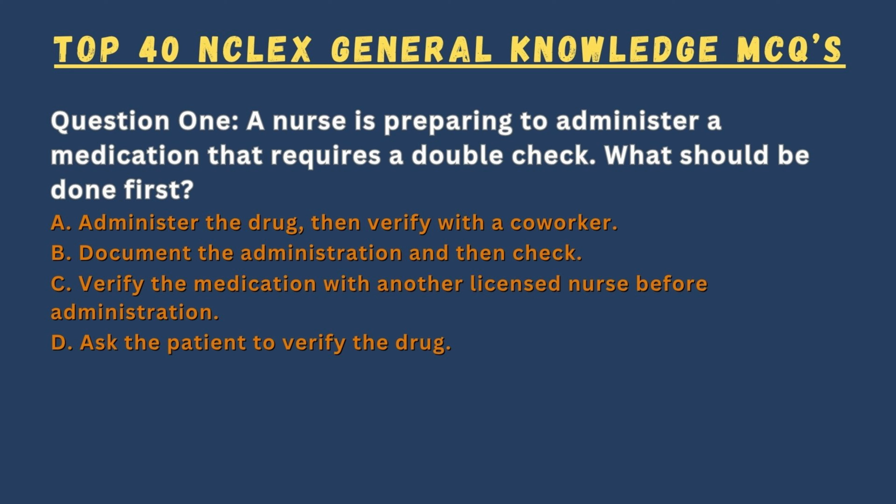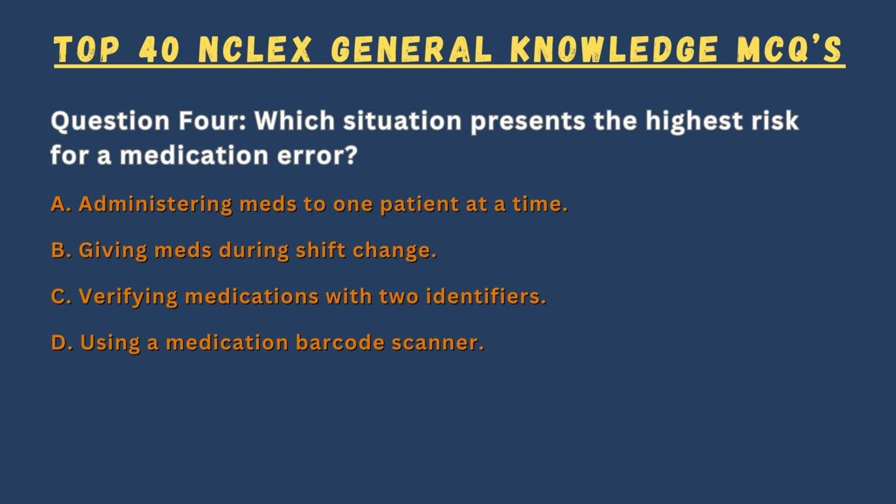Answer. C. 2 patient identifiers and medication rights. Question 4. Which situation presents the highest risk for a medication error? A. Administering meds to 1 patient at a time. B. Giving meds during shift change. C. Verifying medications with 2 identifiers. D. Using a medication barcode scanner.